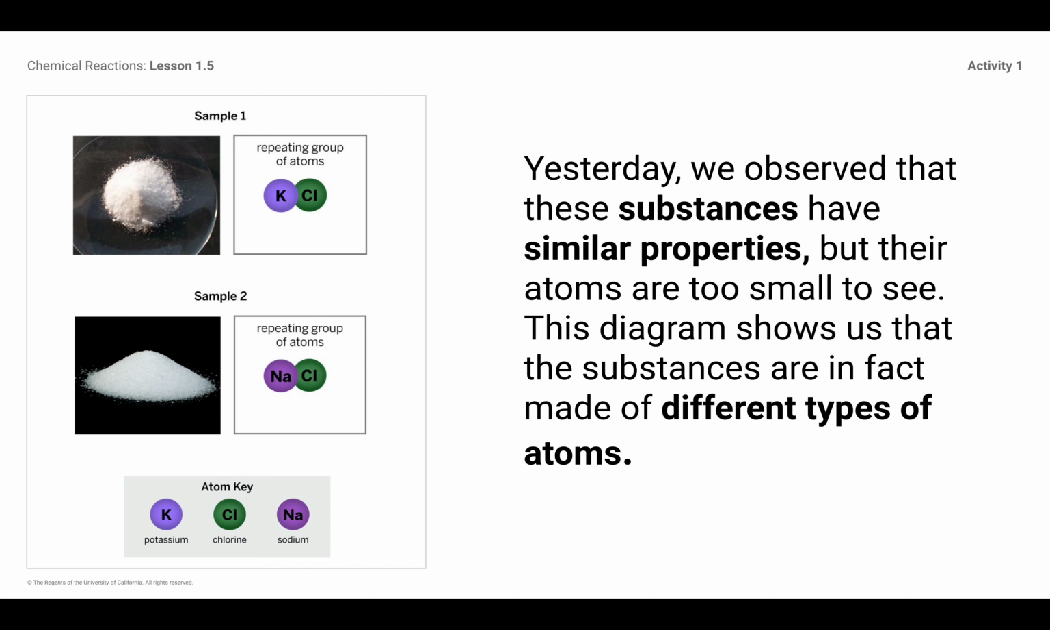Okay, hopefully you answered that even though we can see it, the atoms are too small to see. It's good that we have the models there in the picture, because it shows us that the substances are in fact made of different types of atoms. And so if they're made of different types of atoms, they're going to maybe share some properties, but not all the same properties. They will not have all the same properties.